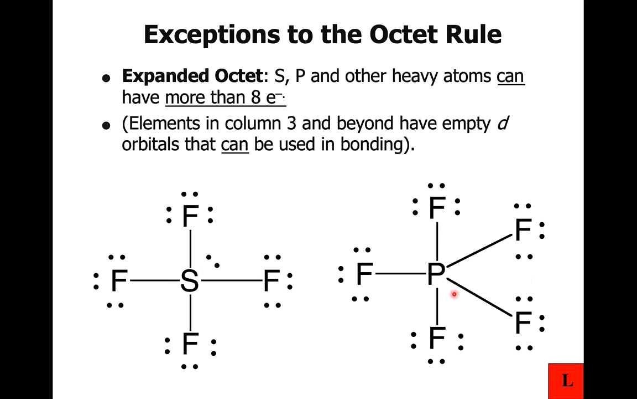Same deal here with PF5. This larger atom has 2, 4, 6, 8, 10 electrons around the phosphorus, and that's okay since it's a heavier atom, and it's okay for it to have this so-called expanded octet.